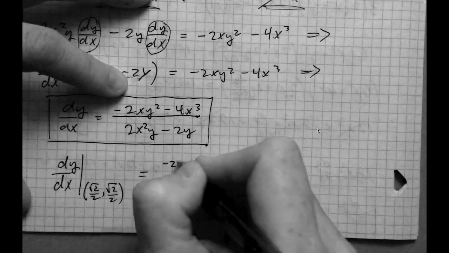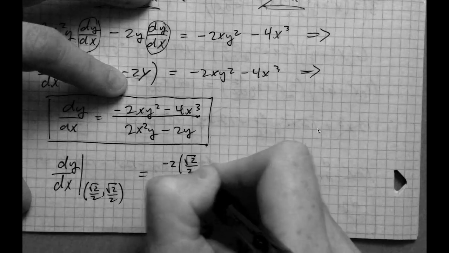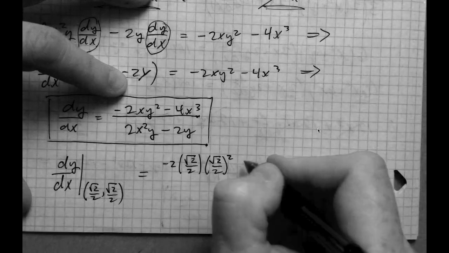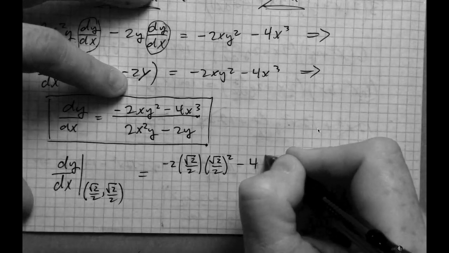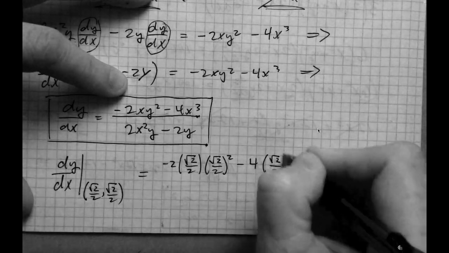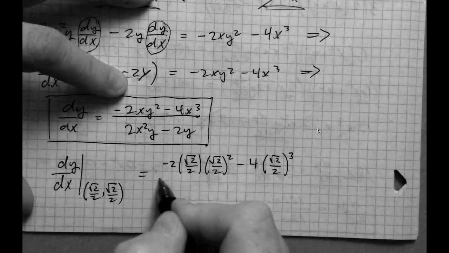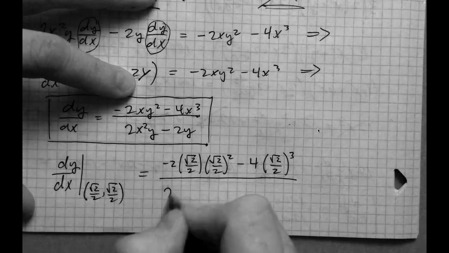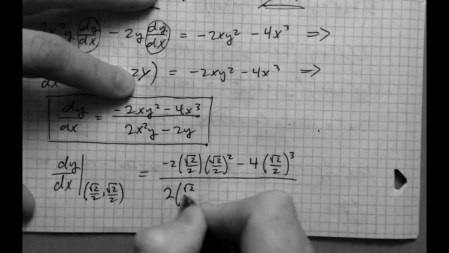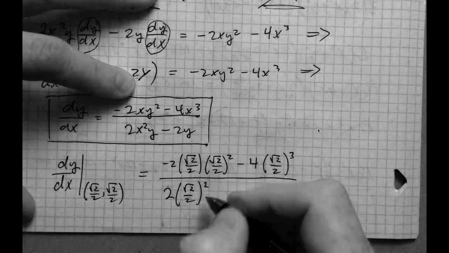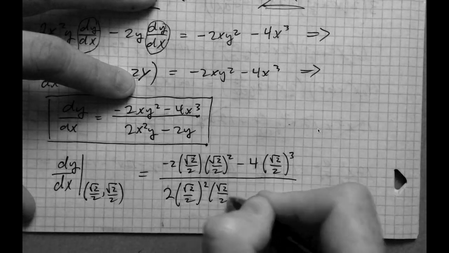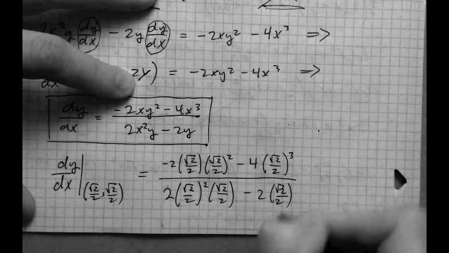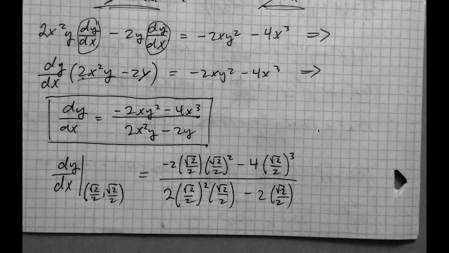So it'll be negative 2 times square root of 2 over 2 times square root of 2 over 2 squared, minus 4 times square root of 2 over 2 cubed. And then the denominator is 2 times square root of 2 over 2 squared times the square root of 2 over 2, minus 2 times the square root of 2 over 2. So it's a lot of square root of 2's over 2's there.